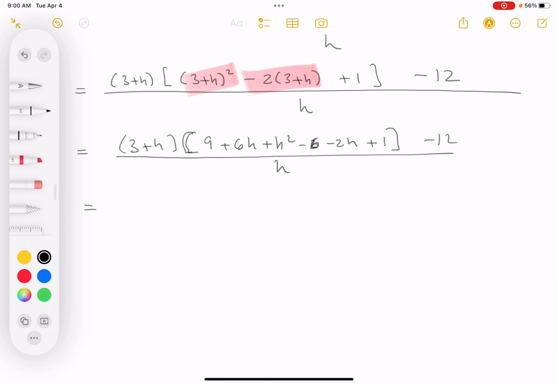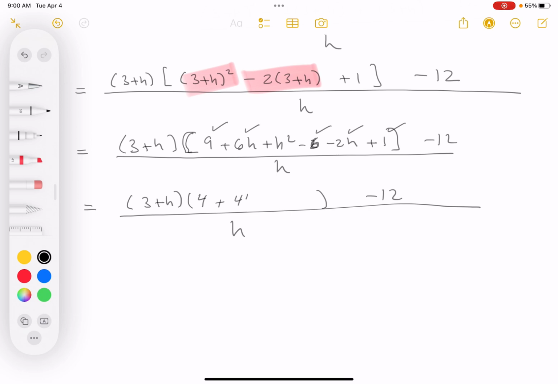And I'll write down the next step, which I have to simplify, right? Let's see what you get. 9 minus 6 is 3, and 3 plus 1 is 4. 6h minus 2h is 4h, and then you get h squared. All right, let's keep moving. This is over h. I'm going to take this 3 and distribute these 3 terms one at a time.